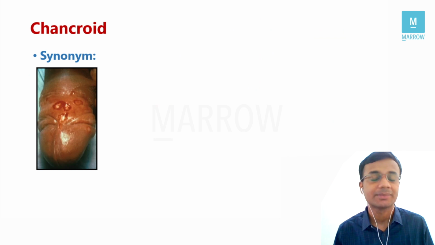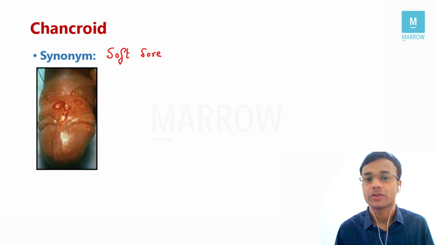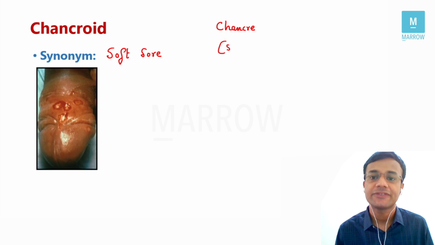Now let us learn something about chancroid. Chancroid is also known as soft sore, whereas chancre, which is seen in syphilis, is called hard sore.